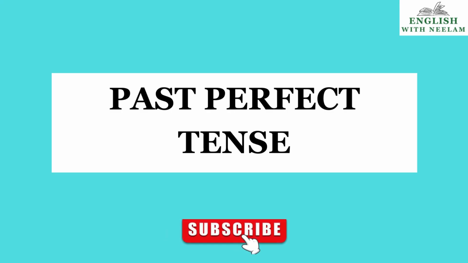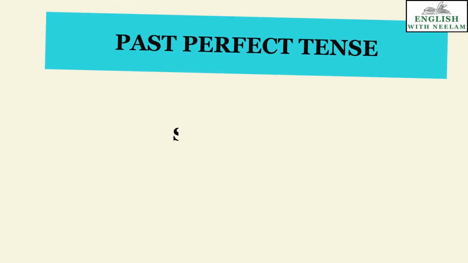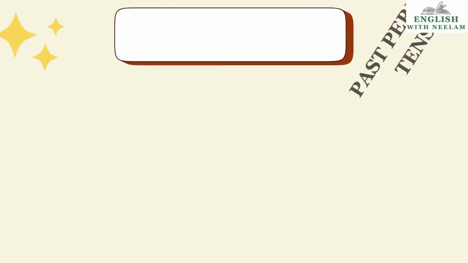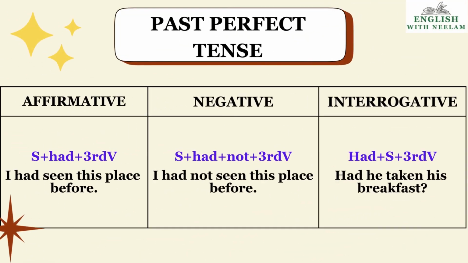Now I talk about past perfect tense, third subform. Past perfect tense, let us see the structure first. Subject plus had plus third form of verb. Example is, I had written a letter. Third form of verb with has, have or had, children. You all know this. Now, how to make affirmative, negative or interrogative sentences?